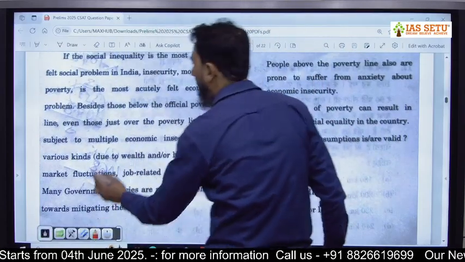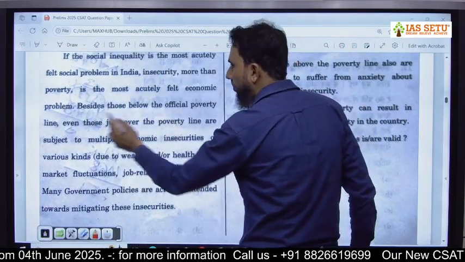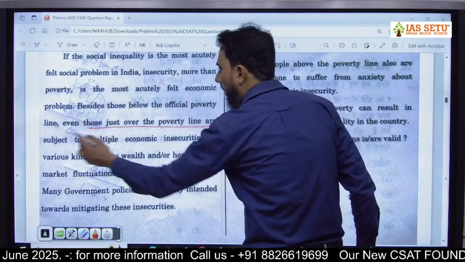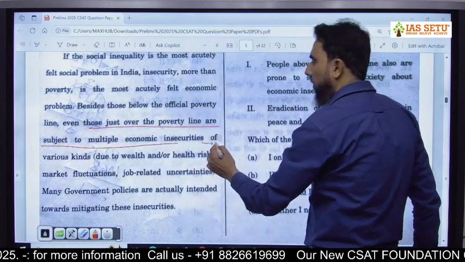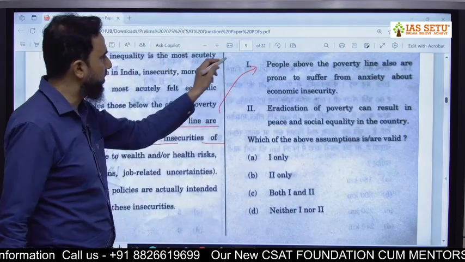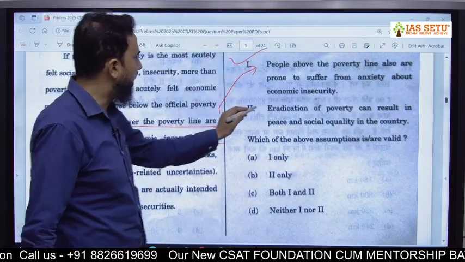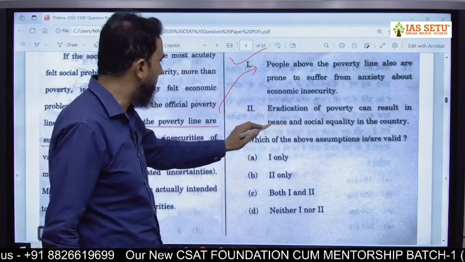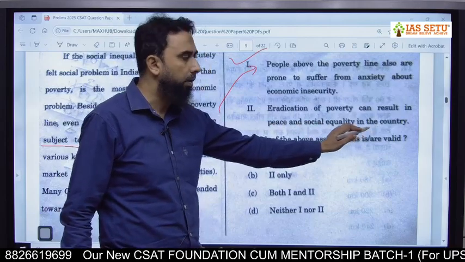An author has given here, besides those below the official poverty line, even those just over the poverty line are subject to multiple economic insecurities, and that is given in the first statement. So data is there, the point is valid. Second, eradication of poverty can result in peace and social equality in the country.